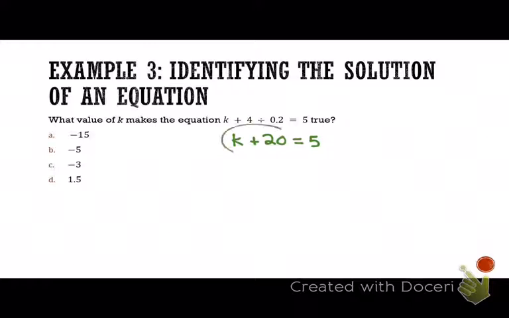All right? Well, what operation is connected to k? Addition. So you might even be able to do that mental math, and that's fine too. But I would subtract 20 from both sides. What's 5 minus 20? Negative 15. Okay? And what option does that match with?